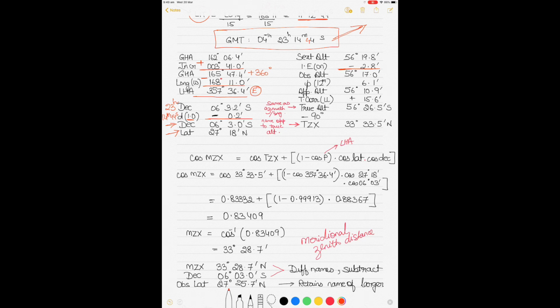Why is it minus? Because it was written as on the arc. When it is on the arc, you will subtract it. If it's off the arc, you will add it. So in this case, it was on the arc, so I will subtract it. I get 56 degrees 17 minutes.